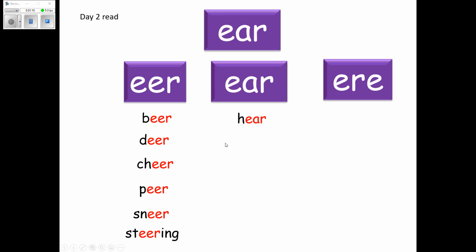Ear, here. Ear, near. Ear, fear. Ear, tear. Ear, year. And then on to the last spelling, the last grapheme for that sound, which is ear.